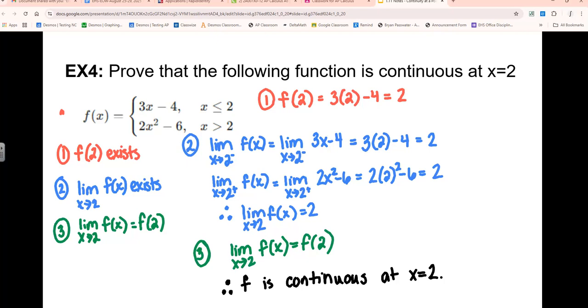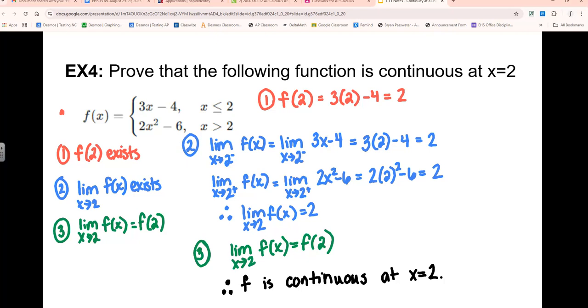Nah, it'll be all together. It'll just say prove that this is continuous. So this would be like on that free response assignment that I gave you, it would be one of the parts. So you would have to do all of this for one part. Would you write 1, 2, 3? It's okay if you do. If that helps you keep organized, you definitely don't have to.